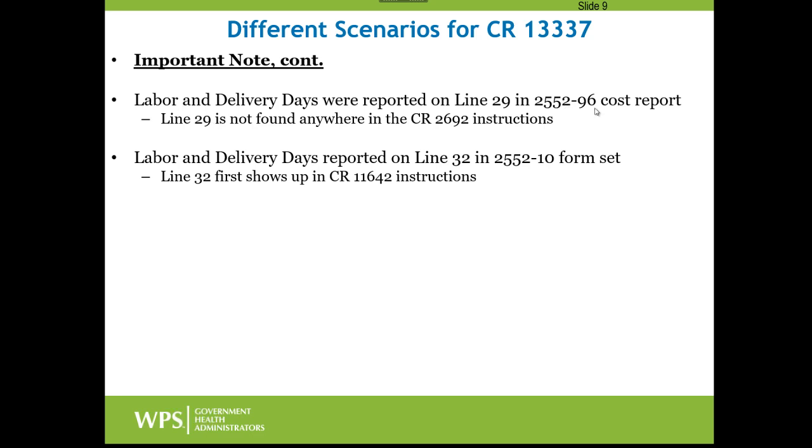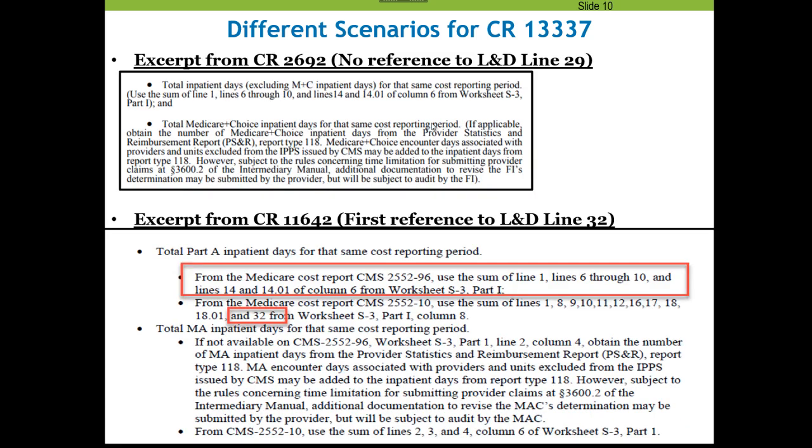In the old 2552-96 cost report form set, labor and delivery days were found on line 29 of S-3. Line 29 is not referenced anywhere in the CR 2692 instructions. When we moved to the 2552-10 form set, those labor and delivery days were adjusted a bit to line 32. The very first time we see line 32 is in the CR 11642 instructions. Again, because our overarching instruction is that we have to calculate this under CR 2692 rules, we cannot include labor and delivery days. So here is an excerpt from CR 2692. Notice there is no reference whatsoever to S-3 line 29. Instead, it's just line 1, 6 through 10, 14 and 14.01, no reference to 29.